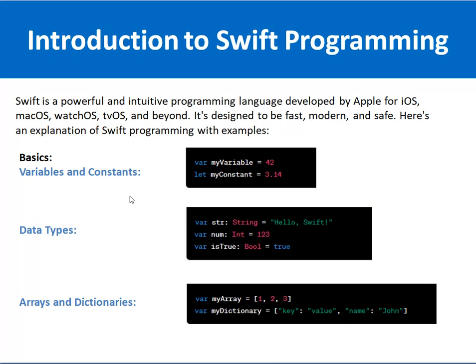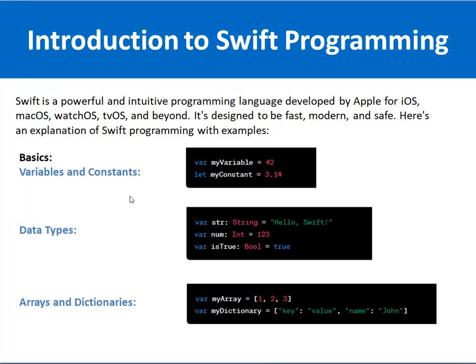Friends, Swift is a very powerful and intuitive programming language developed by Apple Incorporated. This programming language is used for iOS, macOS, watchOS and tvOS. It is a very common language nowadays, and many developers are using it for mobile application development. By default it is very fast, modern and safe with respect to security concerns.